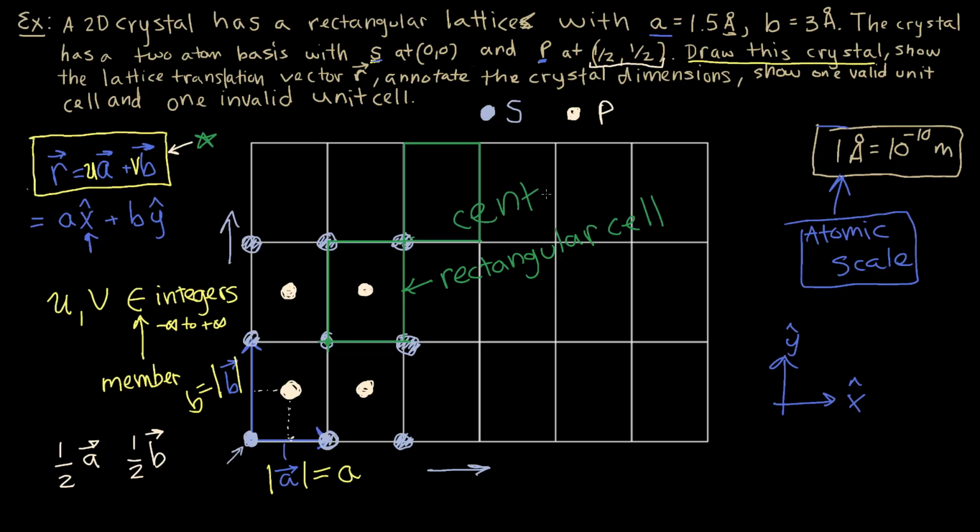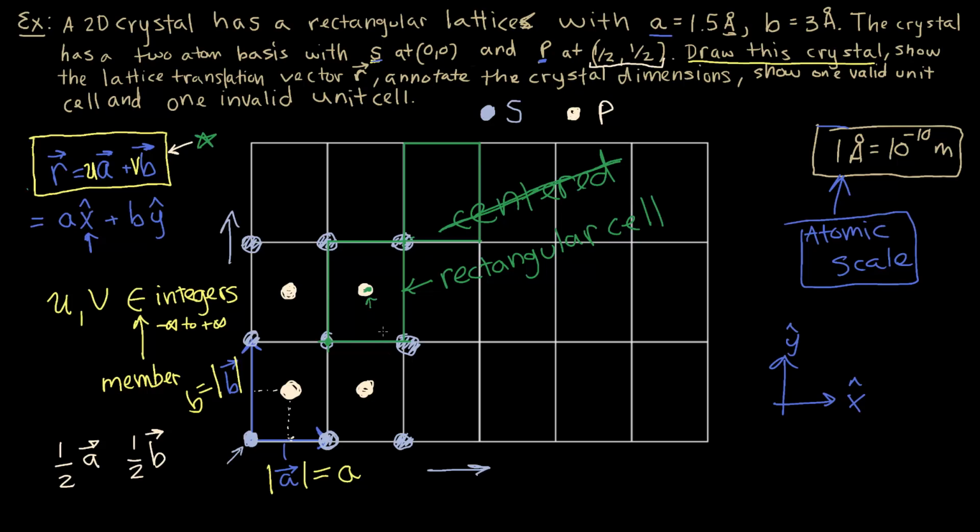In the last video, we saw a centered cell, a centered rectangular cell. This is not a centered rectangular cell. There is no lattice point in the center of this cell, and thus it is not a centered cell. This point is the basis atom. And that's an important thing to consider.